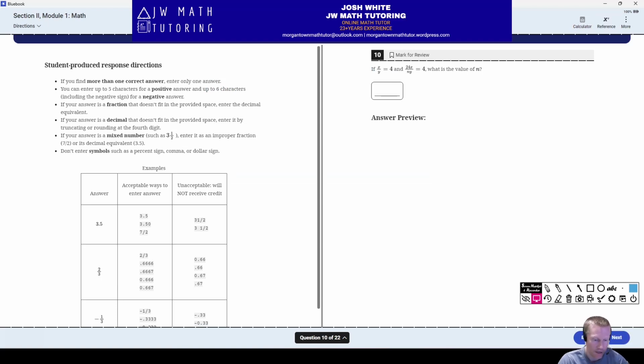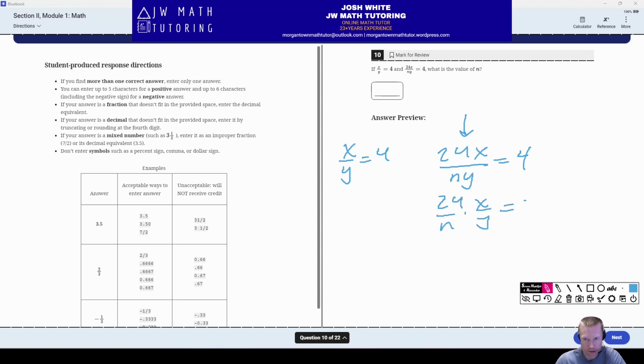Next up, question number 10. Here we have a proportion, x over y equals 4, and then you have another proportion, 24x over ny equals 4. What does the value of n have to be? Okay, so basically what's happening here is x over y is equal to 4. So if you look at this thing right here, if you kind of split this up and make it like this, then you can replace x over y with what it's equal to, which is 4.